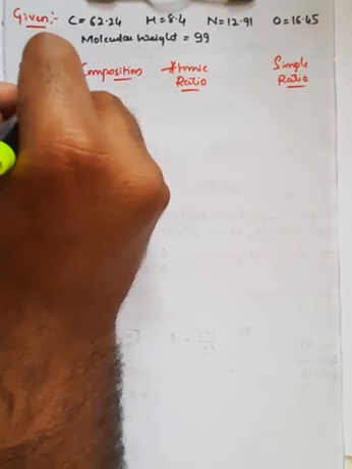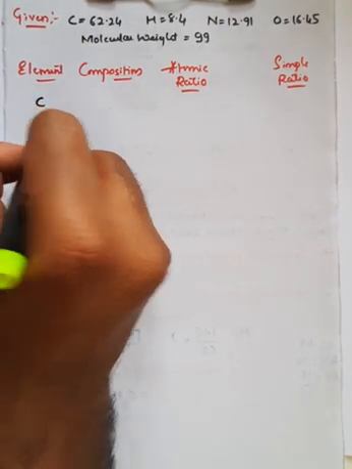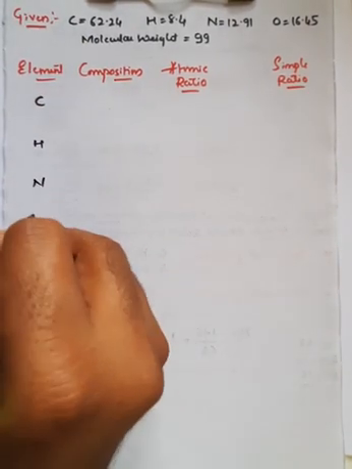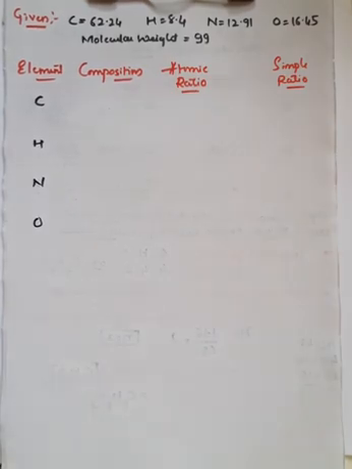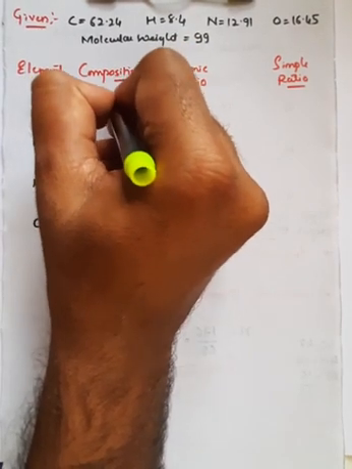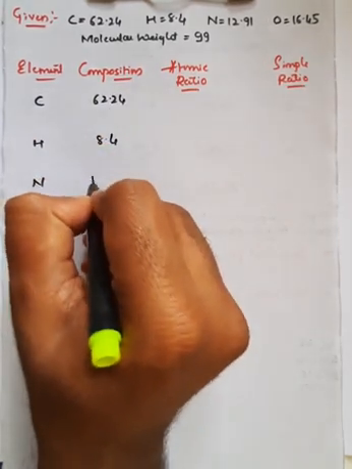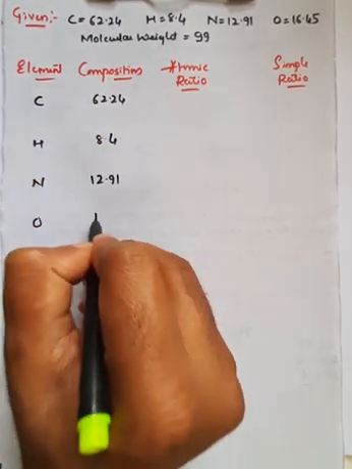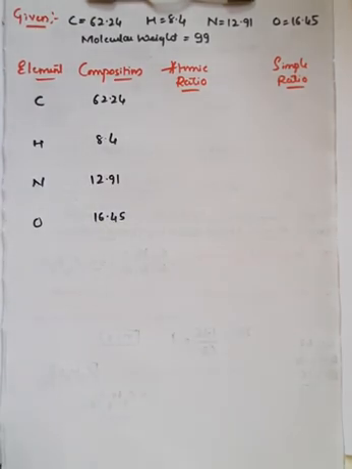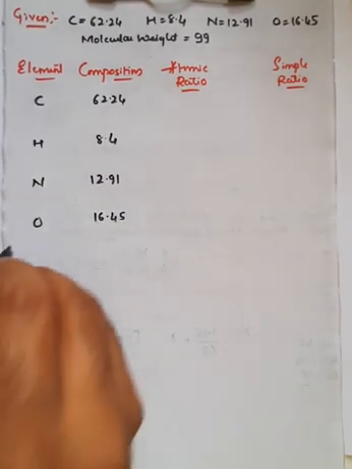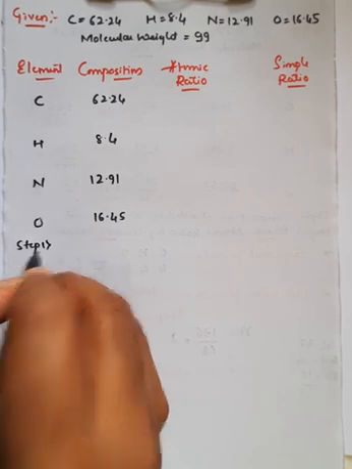So again I have made 4 columns: element, composition, atomic ratio, and simple ratio. In the element column, they have given 4 elements: carbon, hydrogen, nitrogen, and oxygen. Their composition I will write here. Carbon is 62.24, hydrogen is 8.4, nitrogen is 12.91, and oxygen is 16.45.